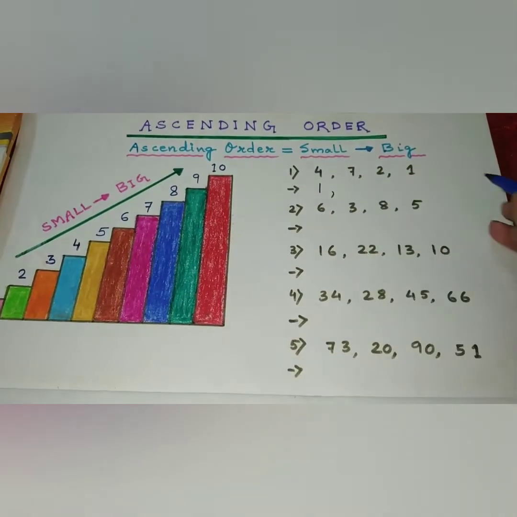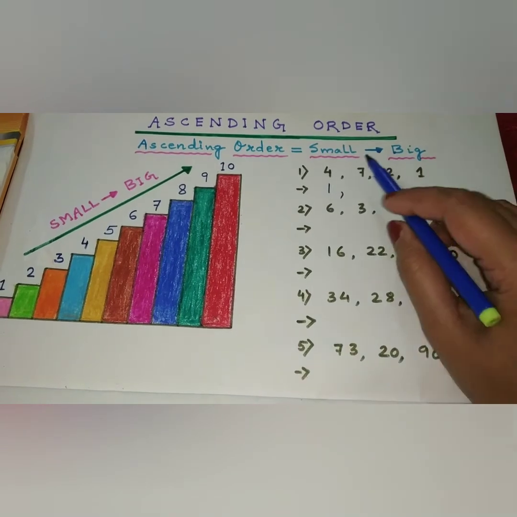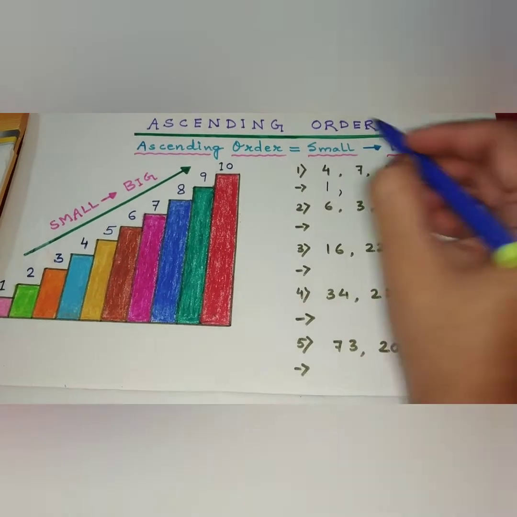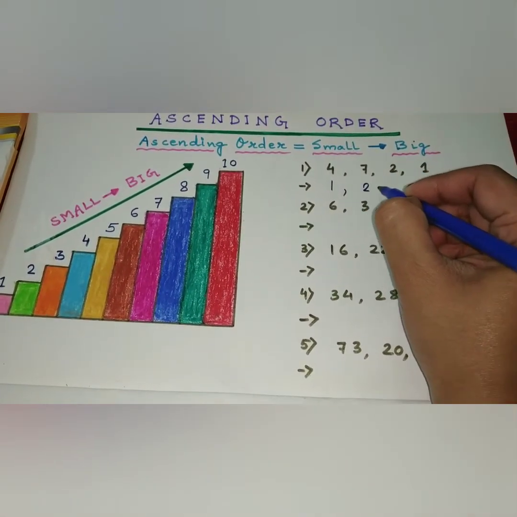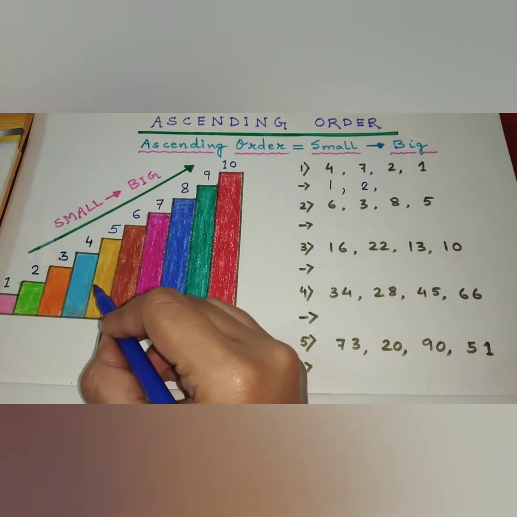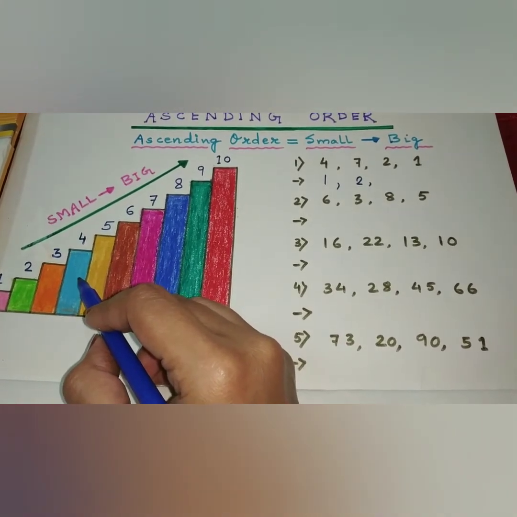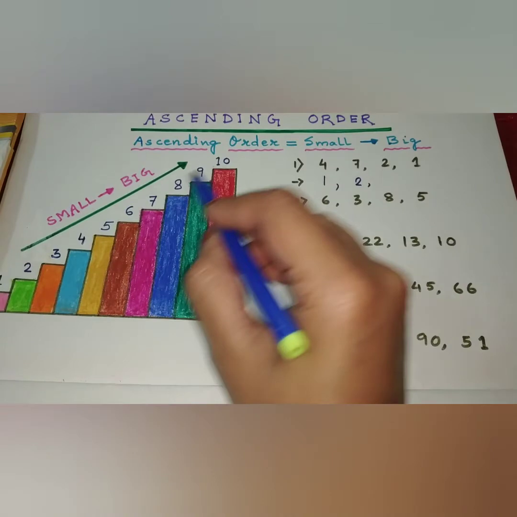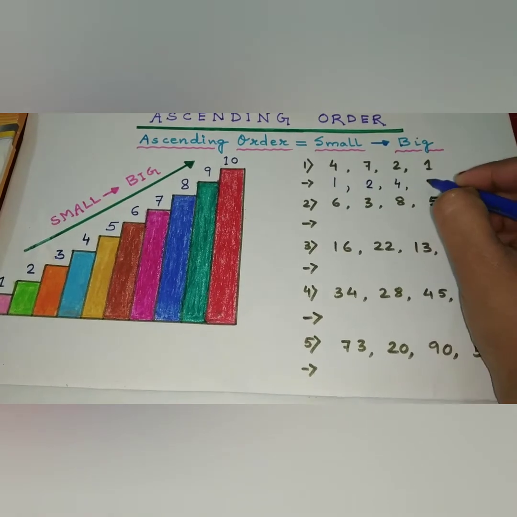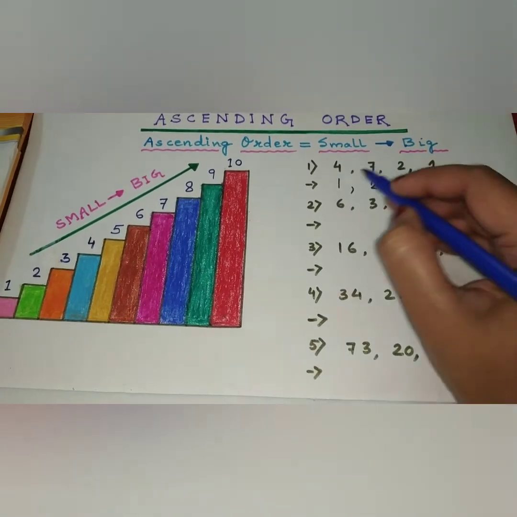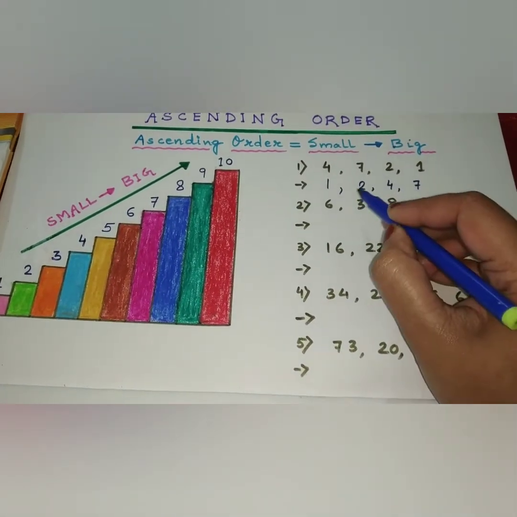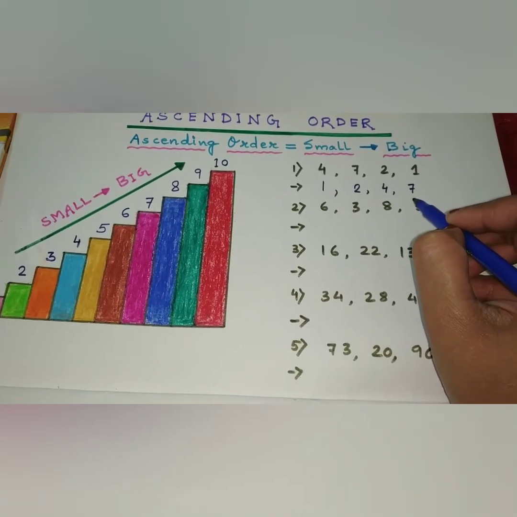Then we will give a comma. What is the second number? 2. In the chart, 1 comes before and 2 comes after 1. So the second small number is 2, comma. Which is the third small number? 4. First comes 4, then comes 7. So the smallest number after 2 will be 4. And lastly, 7. So 1, 2, 4 and 7. This we have arranged in the ascending order.